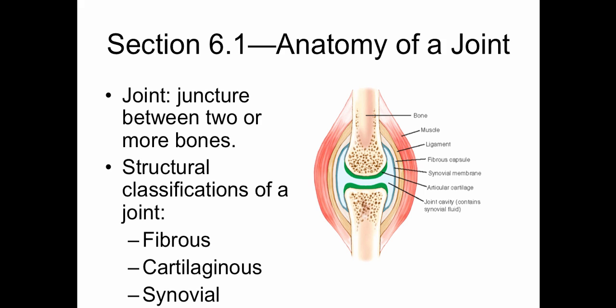The anatomy of a joint. Basically, a joint is a juncture between two or more bones. It has a structural classification. It can be fibrous, cartilaginous, or synovial. Another name for a joint is an articulation, or basically where two bones come together. The components of a typical joint are bone, muscle, ligament, fibrous capsule, synovial membrane, articular cartilage, and the joint cavity.